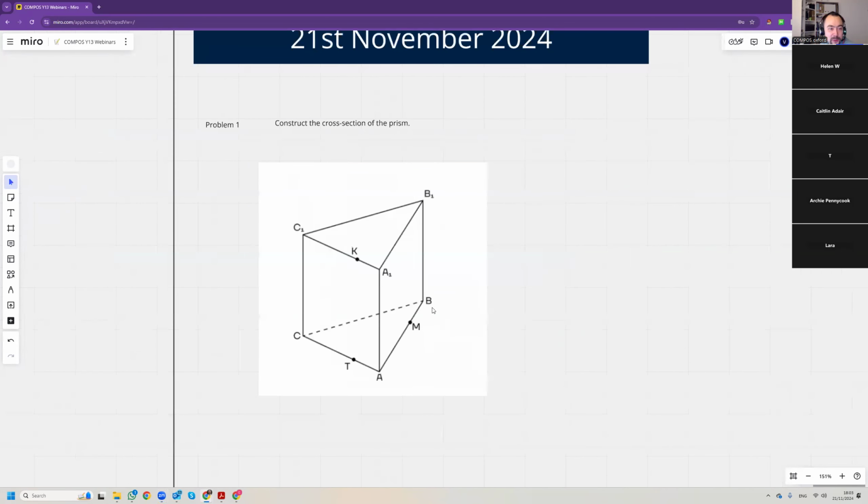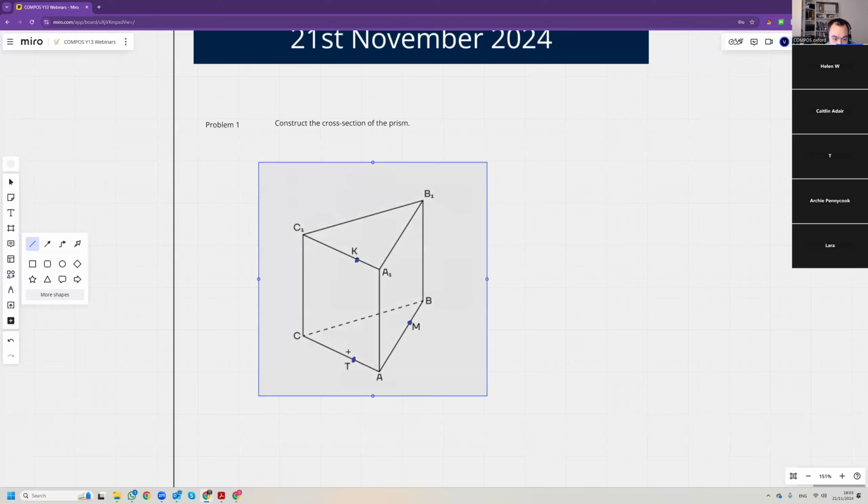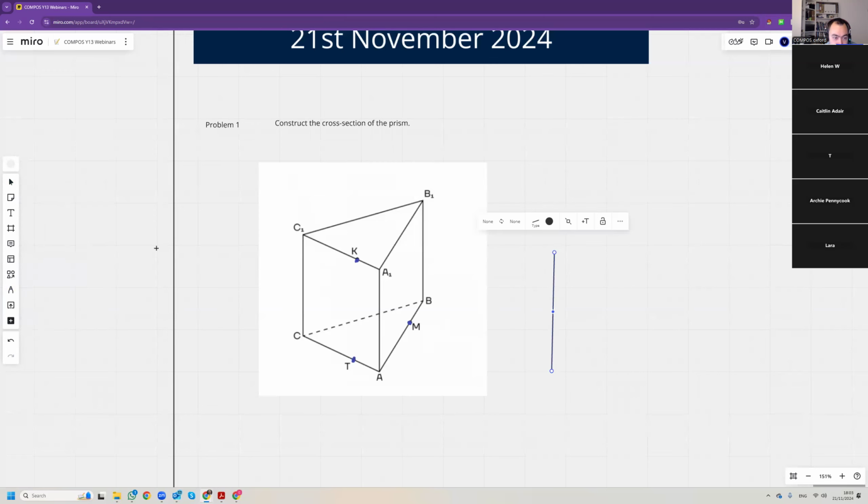So first thing, we are talking about cross sections, and suppose you have a shape, a 3D shape, and you want to slice it. You want to slice it with a plane. And the plane, as a matter of fact, passes through these 3 points, K, T, and M. So, of course, there's going to be a straight line going through T and K.